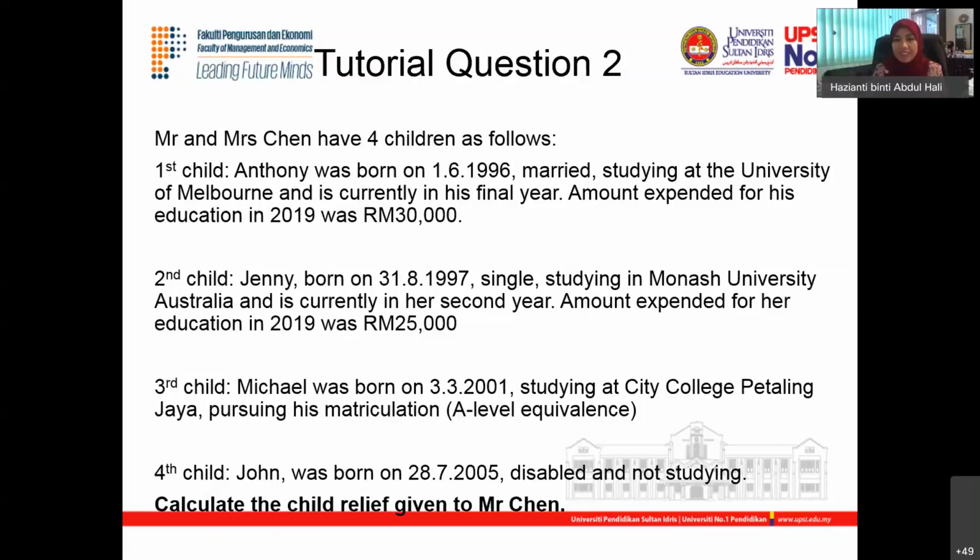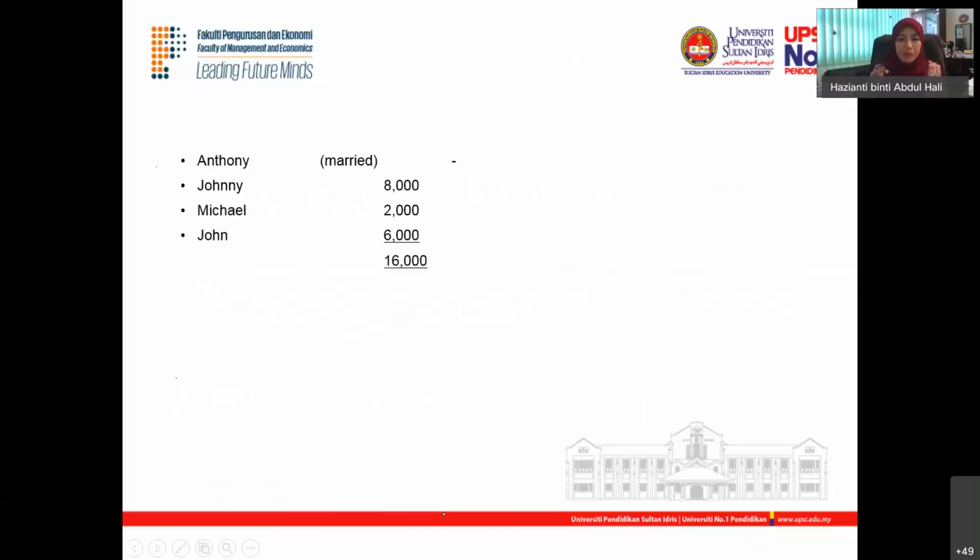I forgot, madam. For A-level, is it 4 or 2? 2,000. A-level is like school, A-level 2,000, A-level matrix 2,000, STPM 2,000. And the last one? 6,000. Last one 6,000, disabled and not studying. Here you have to compute his age because I only gave the birth date. The earlier ones had ages, this one doesn't. Right?